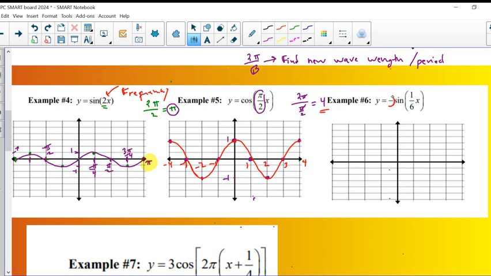Okay, so again, same idea here. We have this negative in front of our sine, so that negative is going to reflect over the x-axis, but then also this 1/6. So think about, I have 2 pi as my period, and I'm dividing by 1/6 as the frequency.